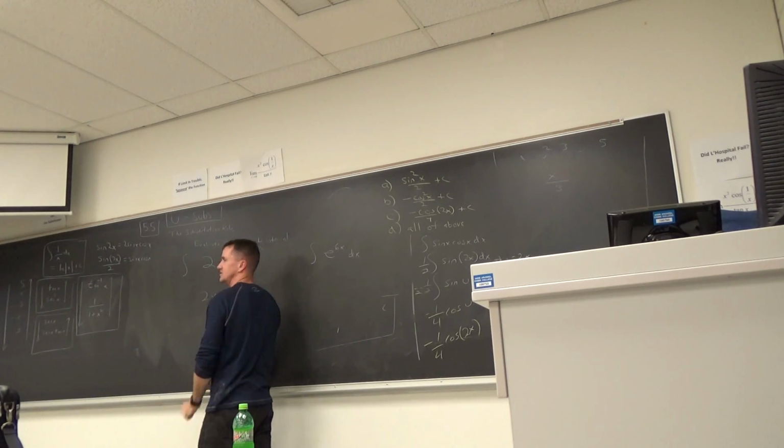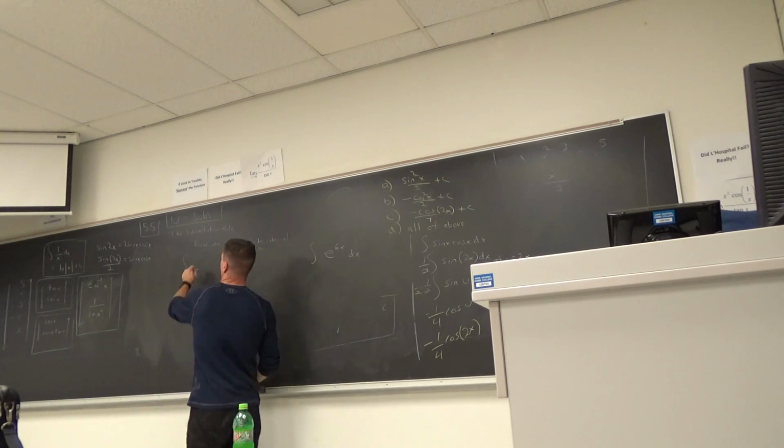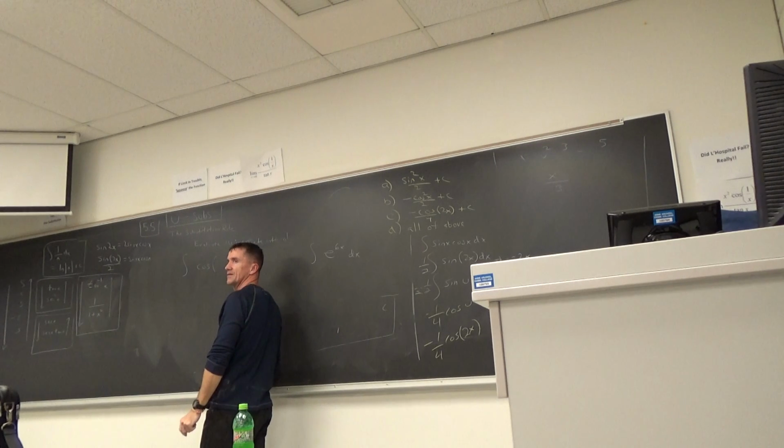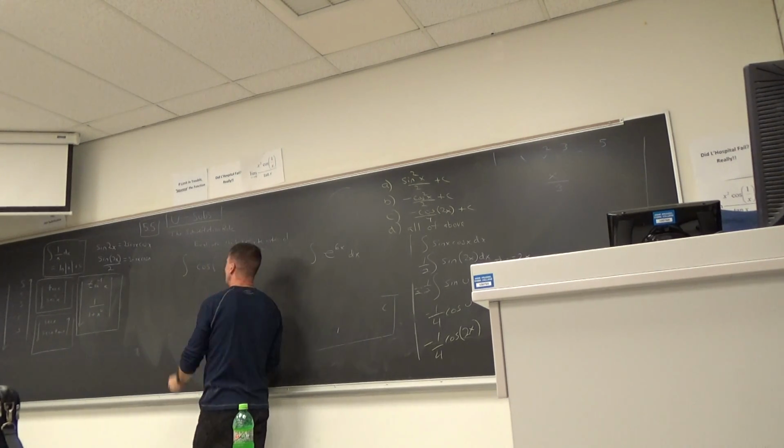So did you see my little typo? I didn't do it on purpose. I meant to put cosine of pi x, and I wrote cosine of what, pi 5? Or pi?